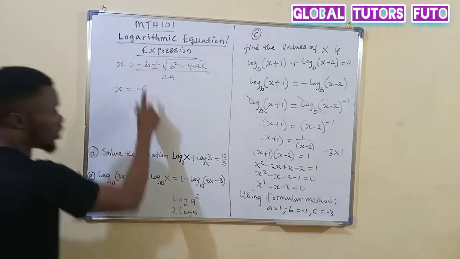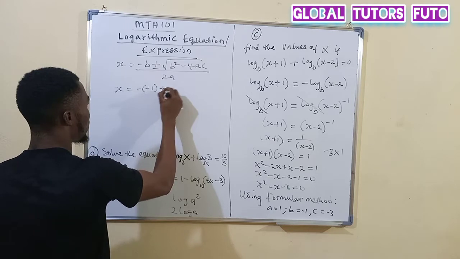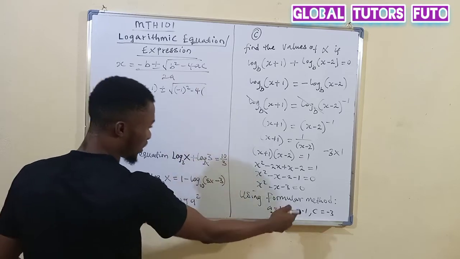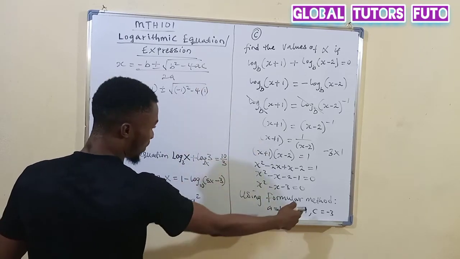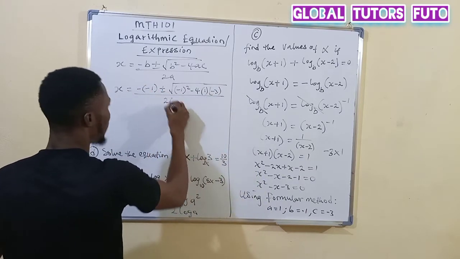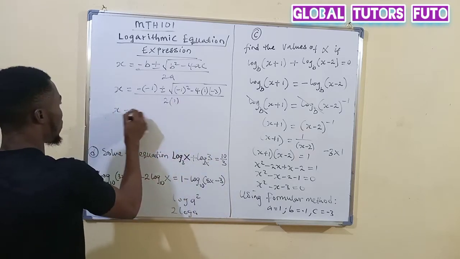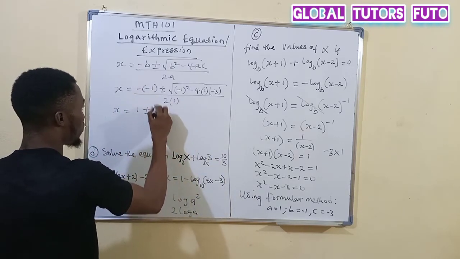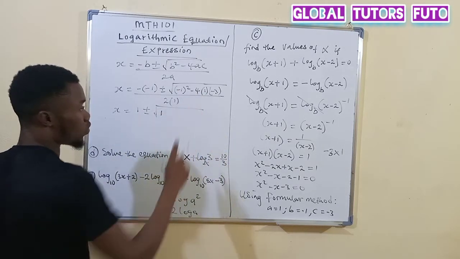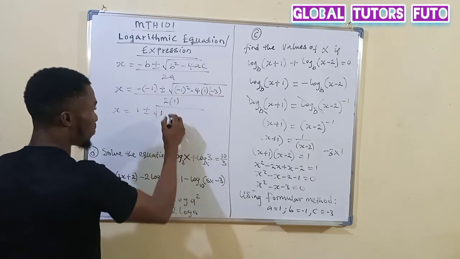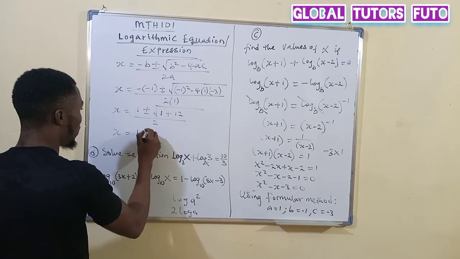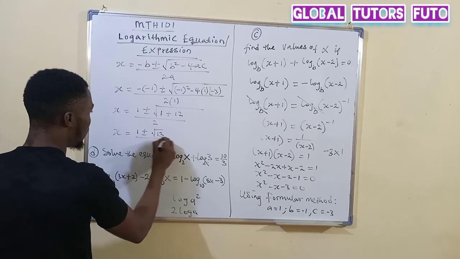So x will be equal to minus bracket, what is our b? Minus 1, plus or minus square root of, minus 1 to the second power, minus 4 bracket, our a is 1, then our c is minus 3, over 2 bracket, our a is 1. So x is equal to minus times minus will give us 1, plus or minus square root of 1, because minus 1 squared is 1, minus 4 times 1 is minus 4, minus 4 times minus 3 will give us plus 12, divided by 2. So this is telling us that x is equal to 1 plus or minus square root of 13 divided by 2.